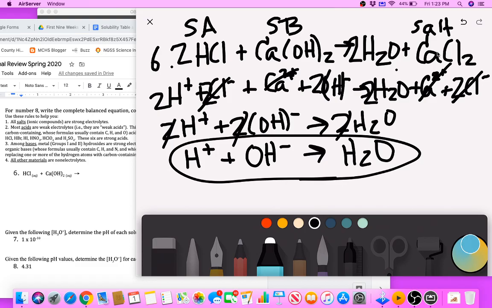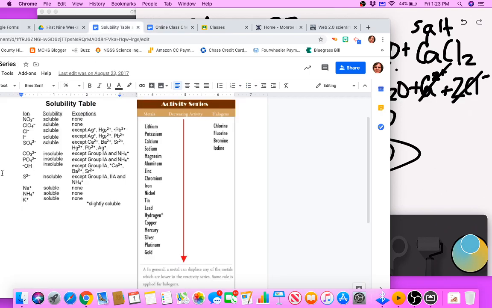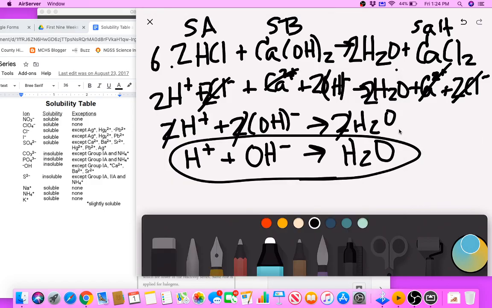Now on our test from last week, we had a strong acid and a strong base, but the salt that we got here was BaSO4. BaSO4 is not soluble. SO4 is soluble except for Ba. So BaSO4 was not soluble. That salt was a precipitate, which means it will not ionize. It will not break apart. So it had to stay whole. It had to stay as BaSO4, okay?